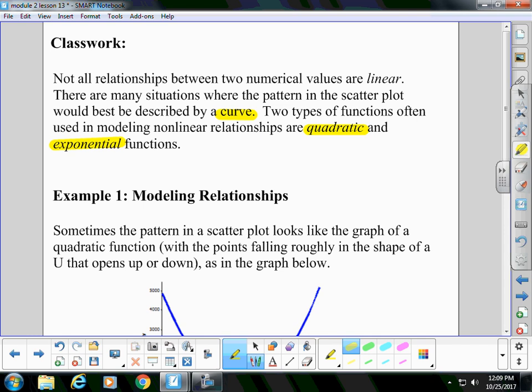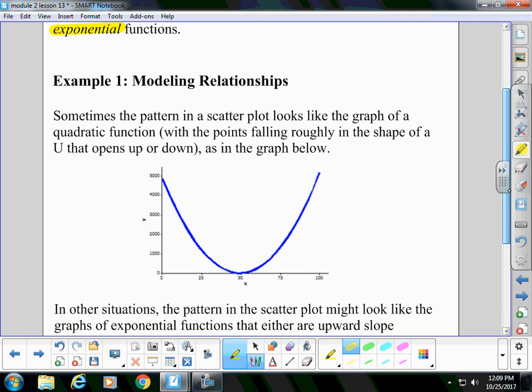Example 1, modeling relationships. Sometimes the pattern in a scatter plot looks like the graph of a quadratic function, with the points falling roughly in the shape of a U that opens up or down, as in the graph below. When you see a U shape, this is what we call a quadratic function. And that's a U shape.